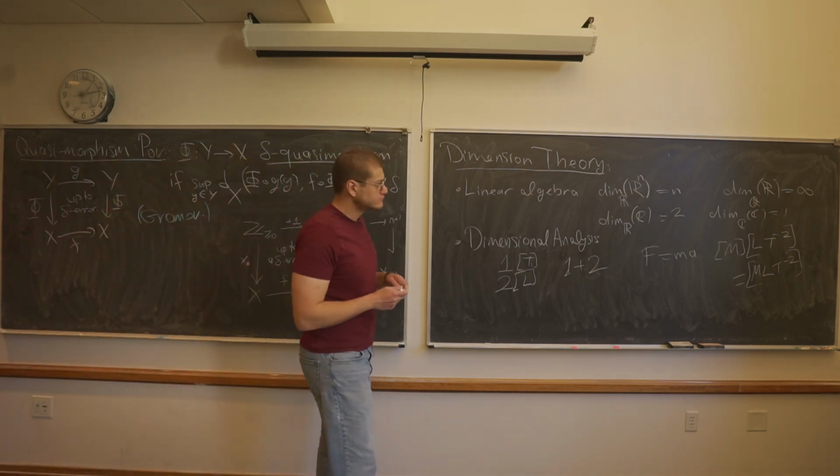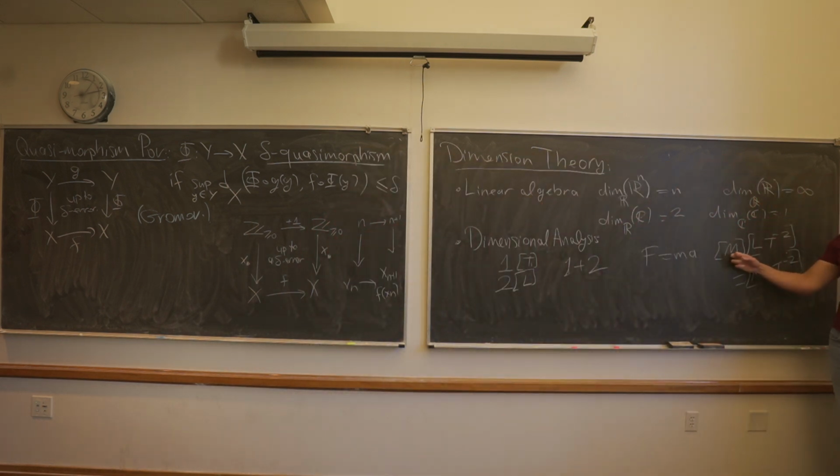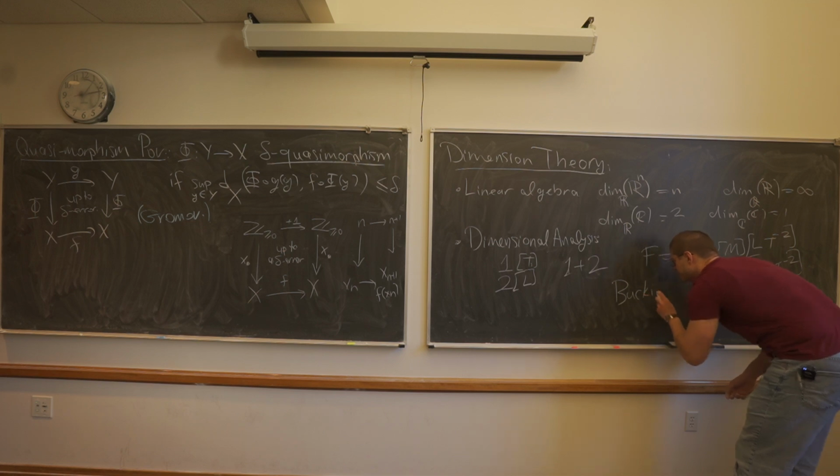What's the notation you're using for these square brackets? Oh yeah, so this is the unit. This is the mass type unit. This is the length type unit, and this is the time type unit. There's, I think, a couple more. I don't use them that often, so I just looked into these yesterday. But there's something called the Buckingham pi theorem.